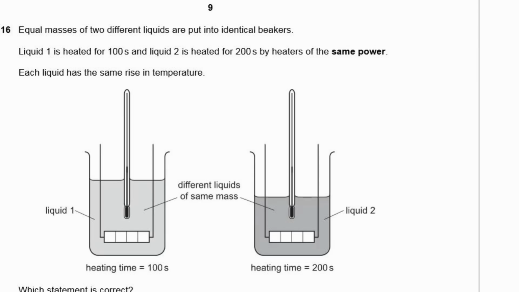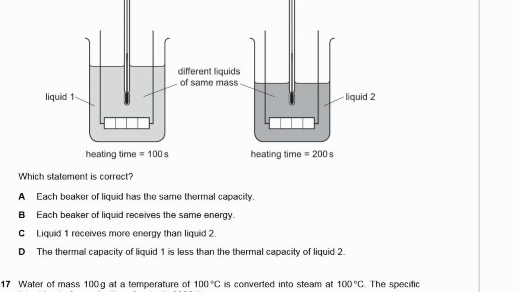16. Equal masses of two different liquids are put into identical beakers. Liquid 1 is heated for 100 seconds and liquid 2 is heated for 200 seconds by heaters of the same power. Each liquid has the same rise in temperature. Ooh, but one's heated for twice as long, so one has twice the amount of energy put into it. Which statement is correct? A, each beaker of liquid has the same thermal capacity. B, each beaker of liquid receives the same energy. C, liquid 1 receives more energy than liquid 2. And D, the thermal capacity of liquid 1 is less than the thermal capacity of liquid 2. Oh, a tricky little one, this one.